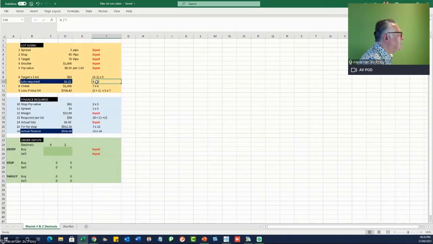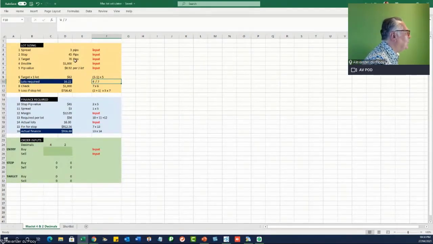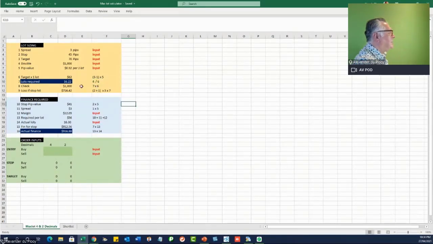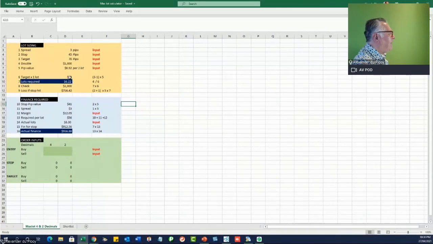Oh no, it's not divided by 7, it's divided by something else. Target times 1... oh, it's a 62. So it's the $1,000 divided by the 62, because that's the value of the target in dollar terms, and that says you have to have 16 lots. Let me just change that. That should be 6 divided by 6. Yeah, that's right.